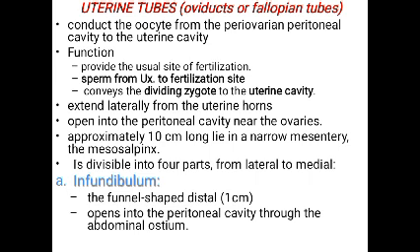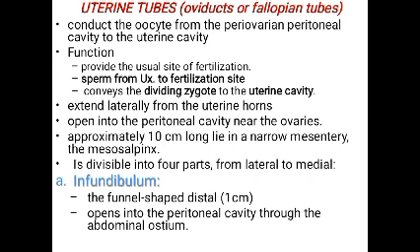They extend laterally from the uterine horns and open into the peritoneal cavity near the ovaries. They are approximately 10 cm long and lie in a narrow mesentery, the mesosalpinx. Each tube is divisible into four parts from lateral to medial.